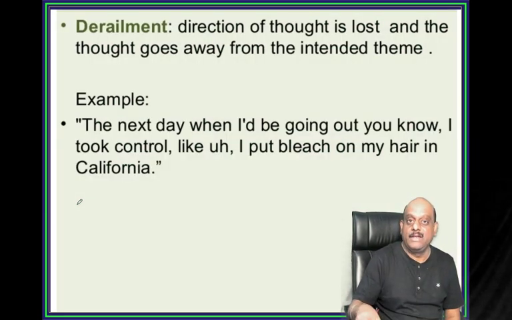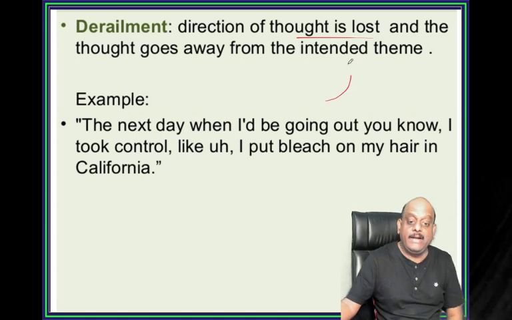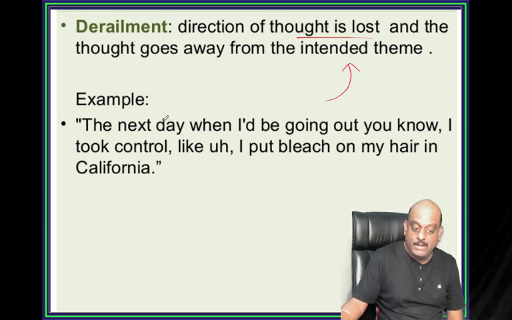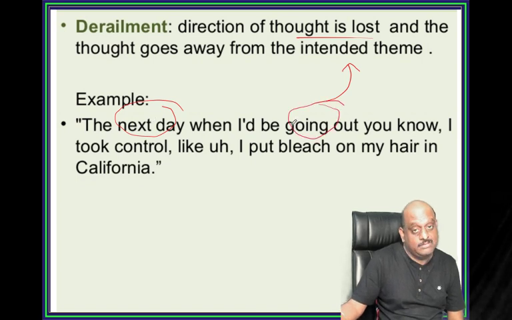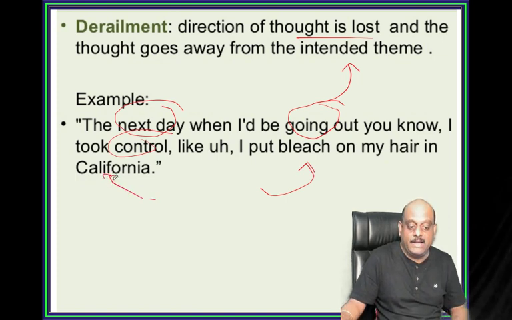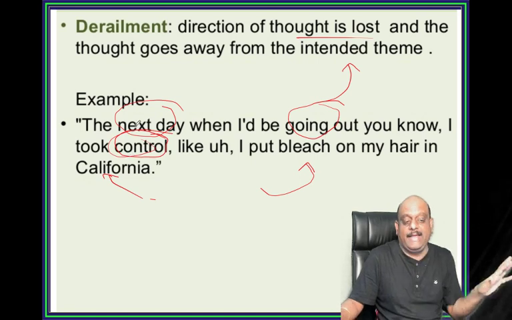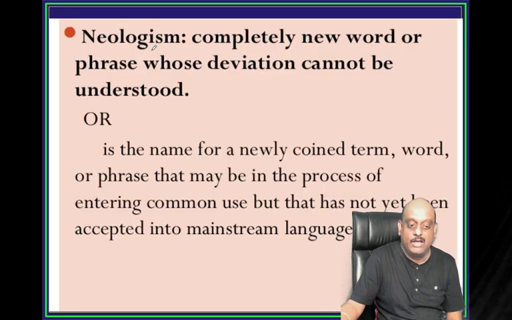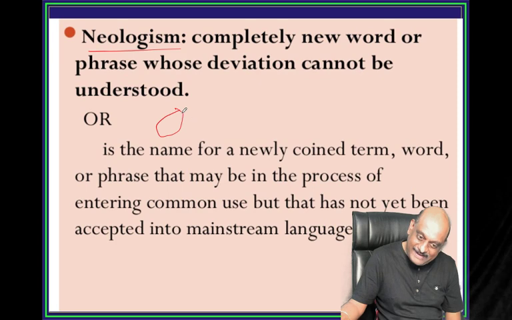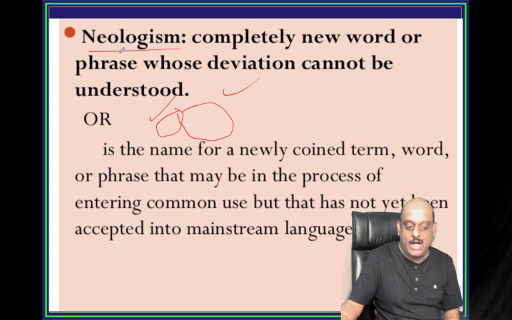Derailment क्या होता है? The direction of the thought is lost and the thought goes away from the intended theme. Example, the next day when I would be going out, I took control, like I put bleach on my hair in California. भैया तो घर से बाहर निकलने का, वहां से कंट्रोल लेने का और ब्लीच लगाने का कुछ संबंध है क्या? नहीं है. इसको बोलते हैं डिरेलमेंट. Neologisms, that is English plus Hindi. English में लेक्चर दे रहे हैं बोले तो Hindi plus English, neologisms.